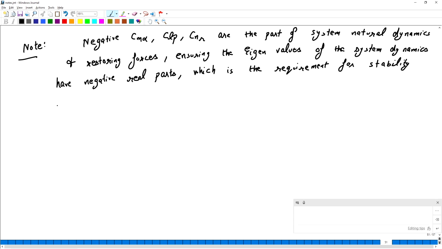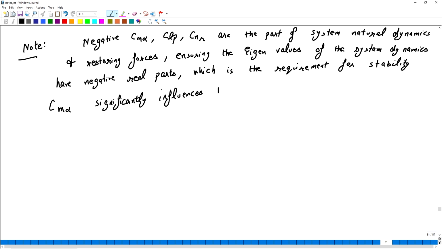All right. The Cm alpha significantly influences the short period and Phugoid mode. If you are not sure what the short period and Phugoid mode are, please refer to the first series of this course.